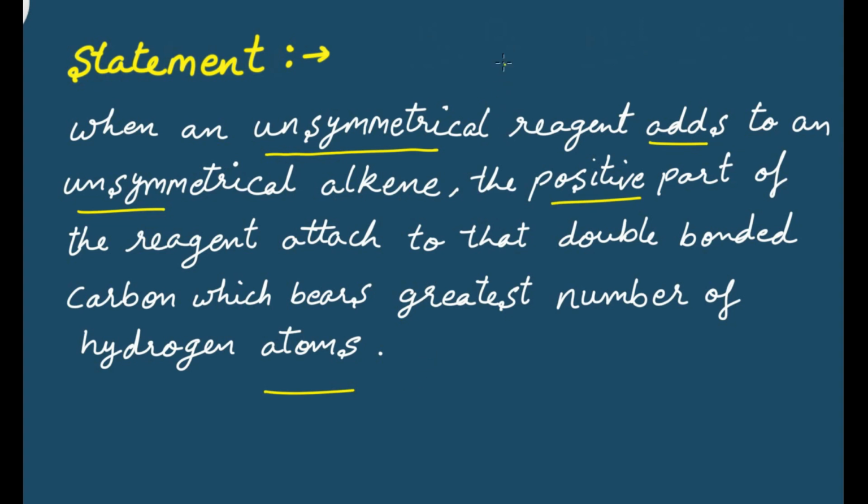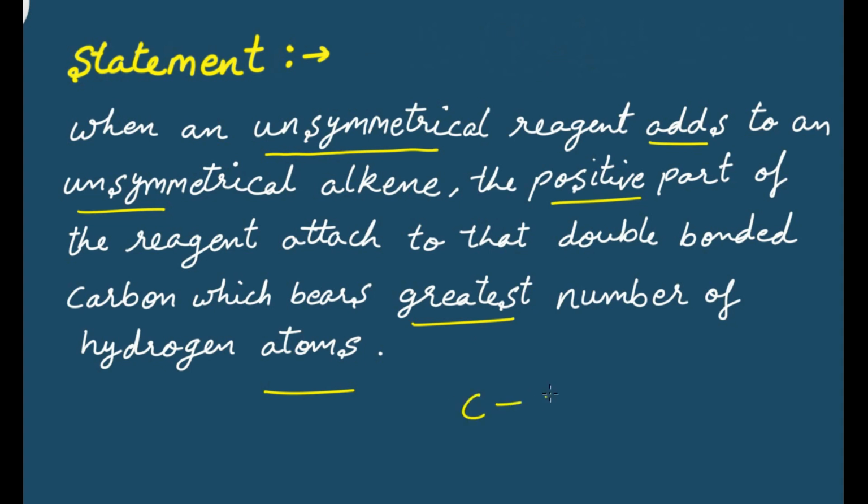Now what is the meaning of positive part in an unsymmetrical reagent? For example, HCl. Now chlorine will acquire delta negative charge and hydrogen will acquire delta positive charge. Why? Because chlorine is more electronegative than hydrogen. So this becomes the positive part and this becomes the negative part in an unsymmetrical reagent. Now let's come back to the statement.